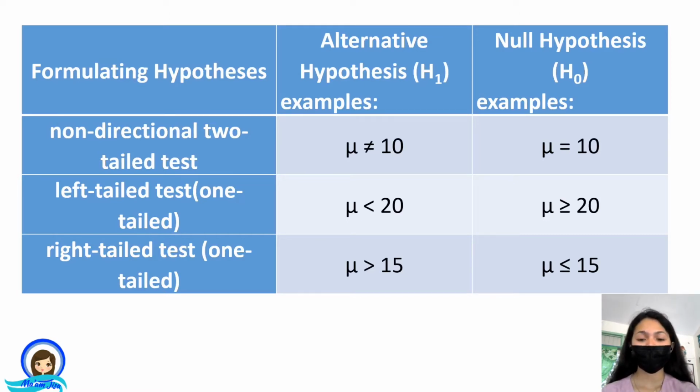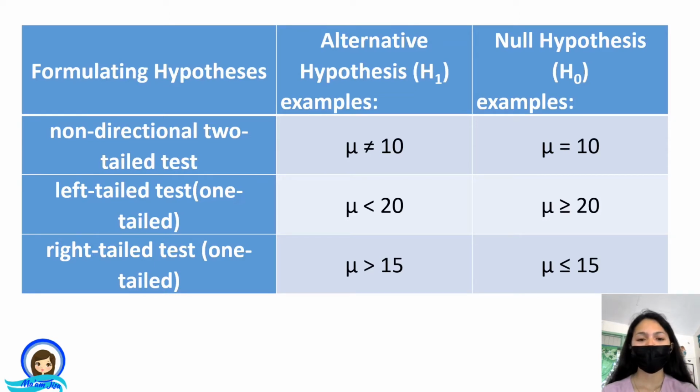left-tailed test for one-tailed, and right-tailed test, still a one-tailed test. Let's have this one. Example, mu or the population mean is not equal to 10. So this is for alternative hypothesis under non-directional two-tailed test. But for its null hypothesis, population mean or mu is equal to 10. So as you can see, the null hypothesis suggests equality. And for alternative hypothesis, they are not equal. So there is a difference. And since it's a two-tailed test, we do not know the direction. Just use the symbol not equal to.